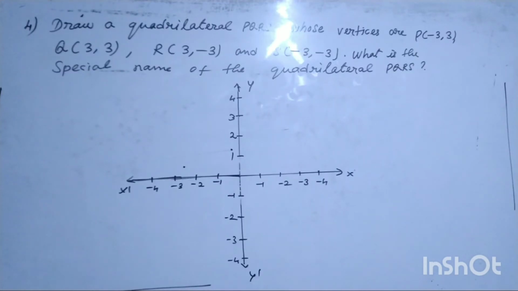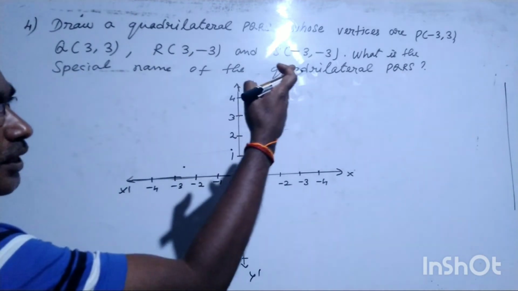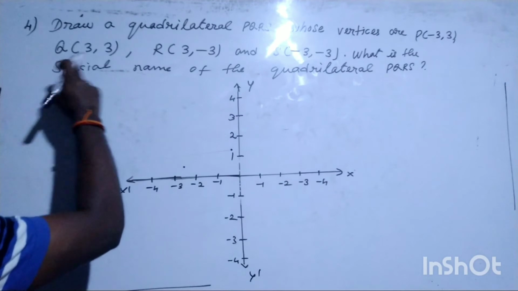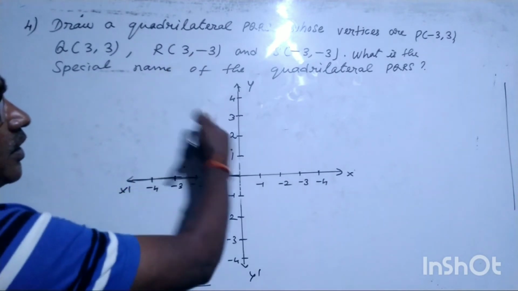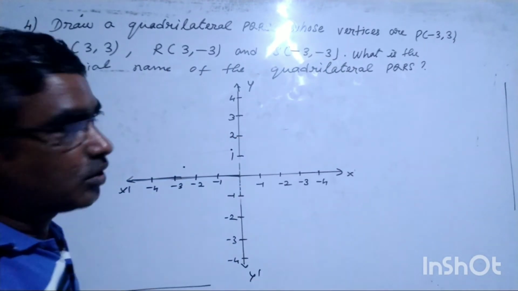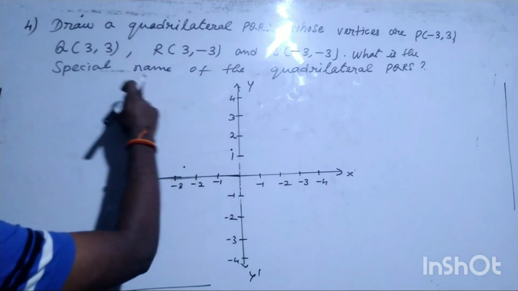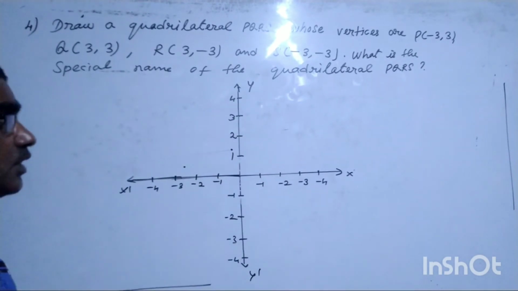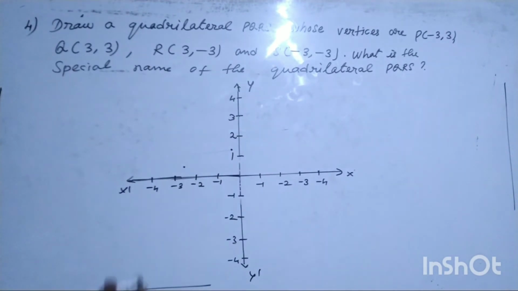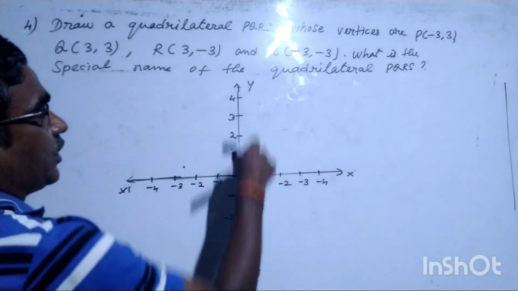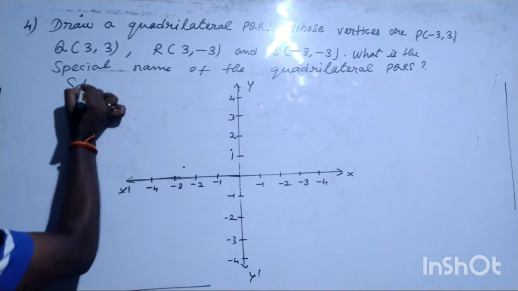Let's come to question number 4. Draw a quadrilateral PQRS whose vertices are given: P (-3, 3), Q (3, 3), R (3, -3), S (-3, -3). What is the special name of the quadrilateral PQRS? Okay, let's locate the points on the Cartesian plane. So we have to draw the lines.